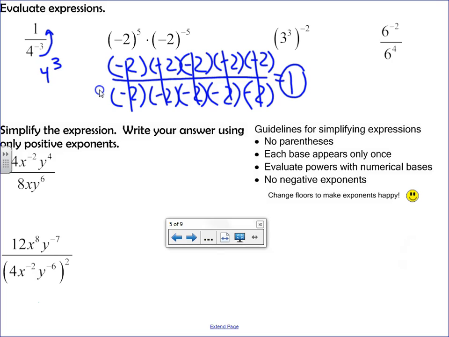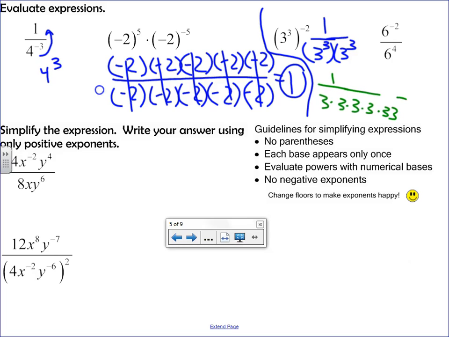Negative 3 to the third to the negative second means I'm dividing by 3 to the third 2 times. And when I divide by 3 to the third, it means I have 1 over 3 times 3 times 3 times 3 times 3 times 3. 1 over 3 to the sixth power. And 3 to the sixth power is 729, so it's 1 over 729.